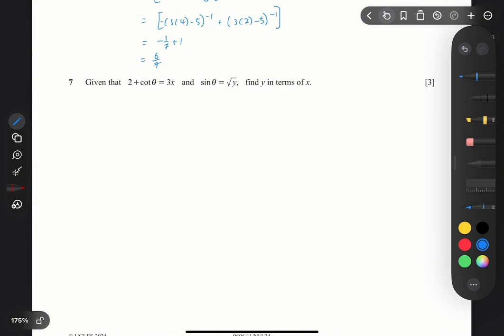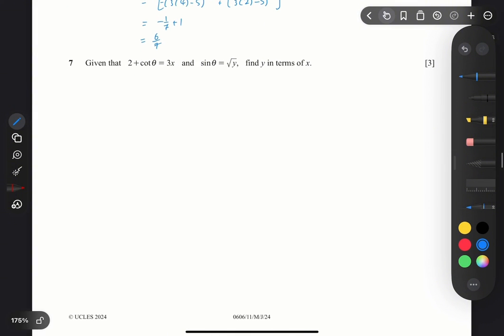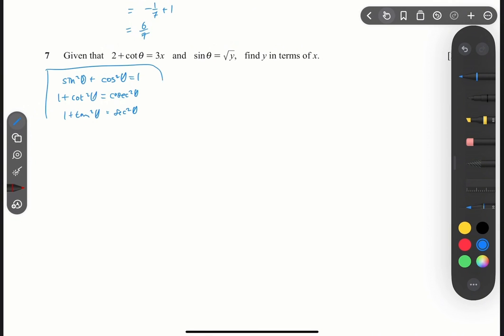And question 7. Given that 2 plus cot theta equals 3x and sine theta equals root y, find y in terms of x. So these are the trigonometric rules. So let's start the question.